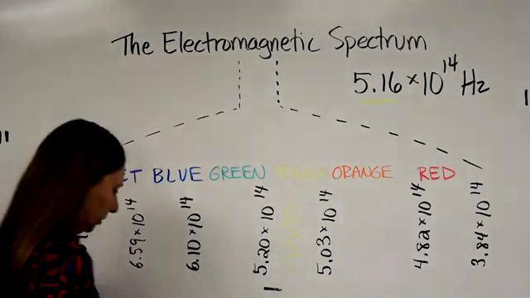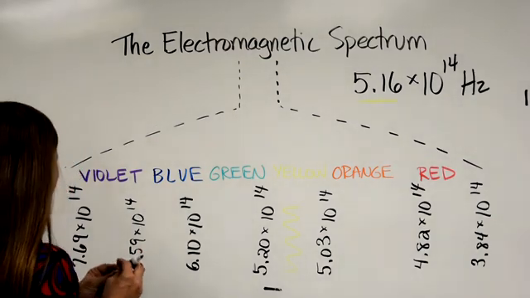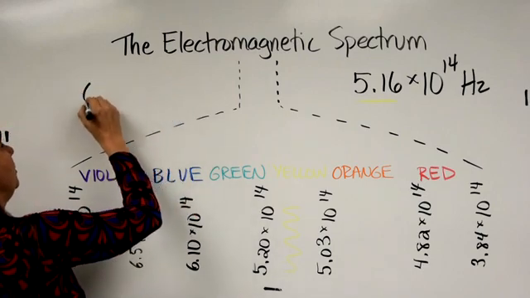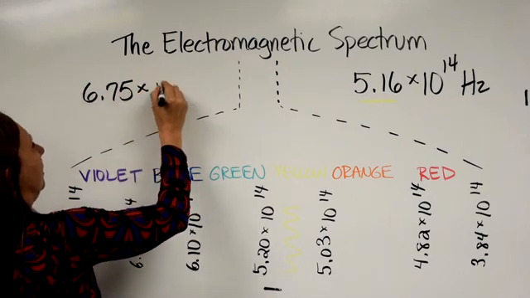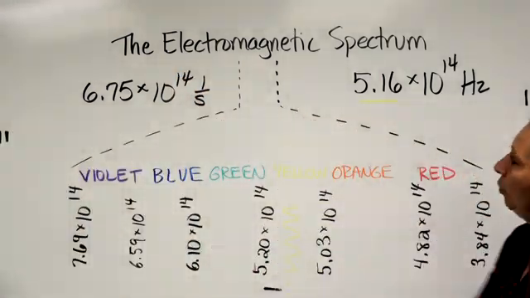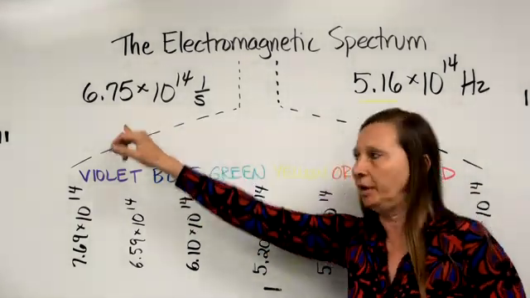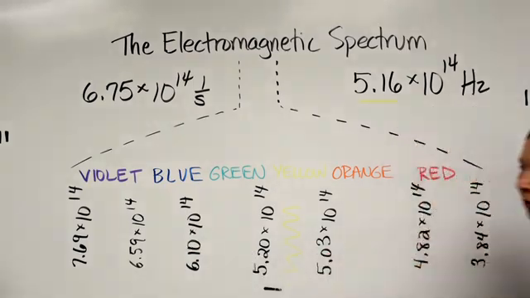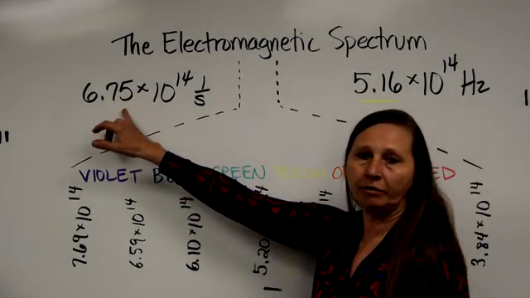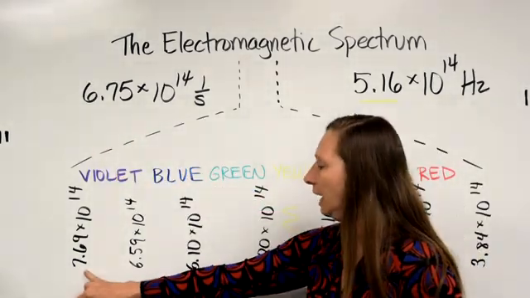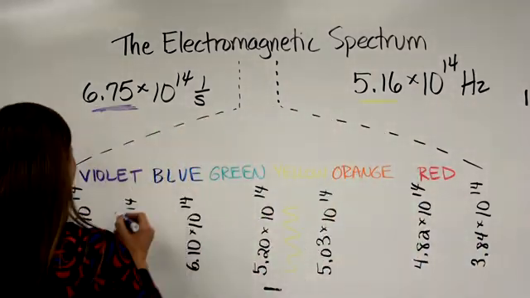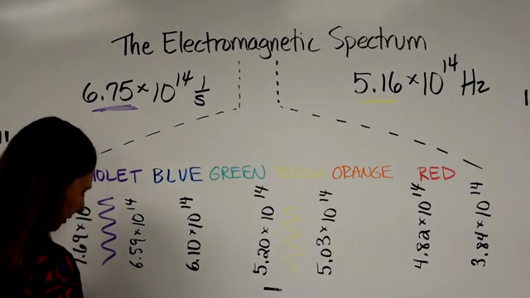All right, now try one more. If the frequency of the light was 6.75 times 10 to the 14th hertz, which is 1 over seconds, right? What color light would that be? Where does it fall in this frequency chart here? All right, what color would that be? Yes, 6.75 is going to fall between 6.59 and 7.69. This light would be violet. All right, this light right here would be violet light.